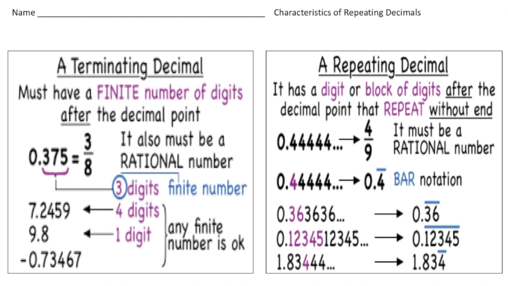All right, so let's first talk about this. What exactly do we mean when a decimal terminates? Right here, we have 0.375. This decimal terminates because 5 is the last decimal. 7.2459, 9.8, these are all examples of decimals that terminate. They have a definite ending point.